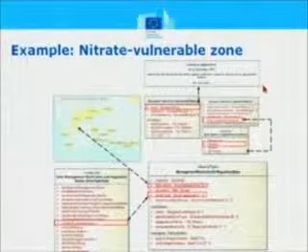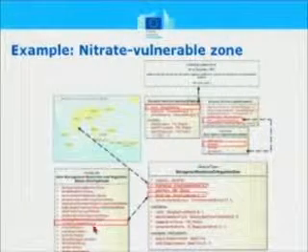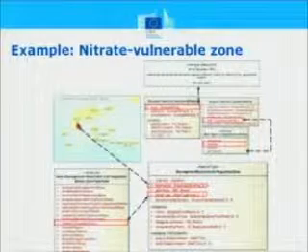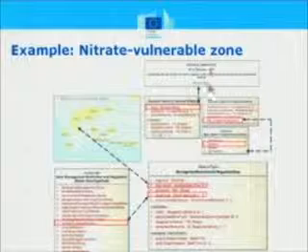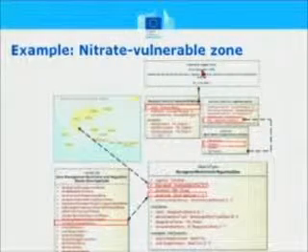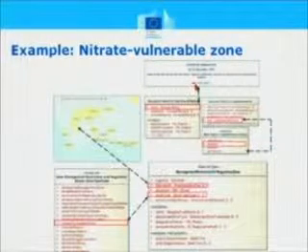Another example would be nitrate-vulnerable zones, where you have, again, the zone type nitrate-vulnerable zone. You have some thematic identifier, A and D3 in this case. And again, you would have a link to the directive that establishes that zone. In that case, the directive concerning protection against the pollution caused by nitrates from agricultural sources.